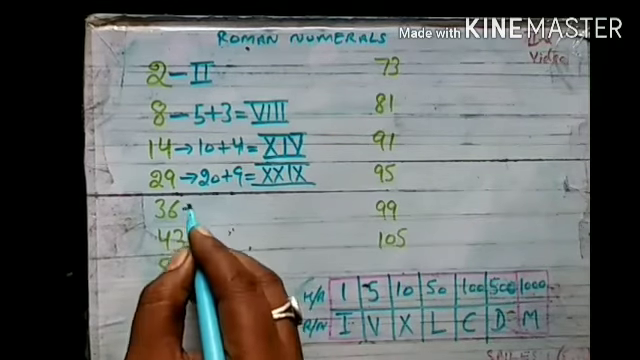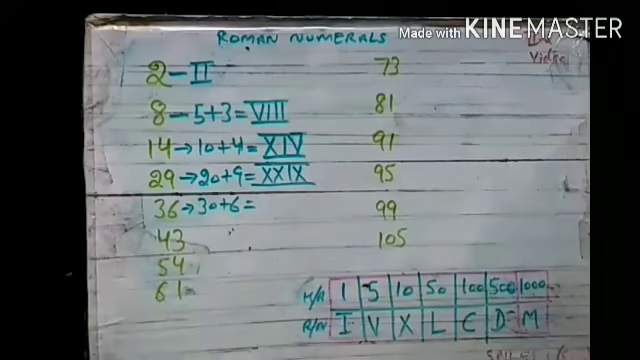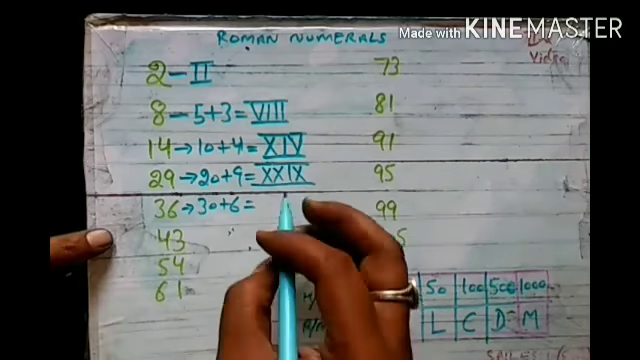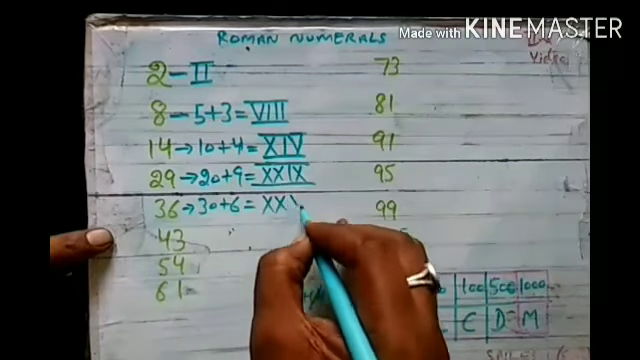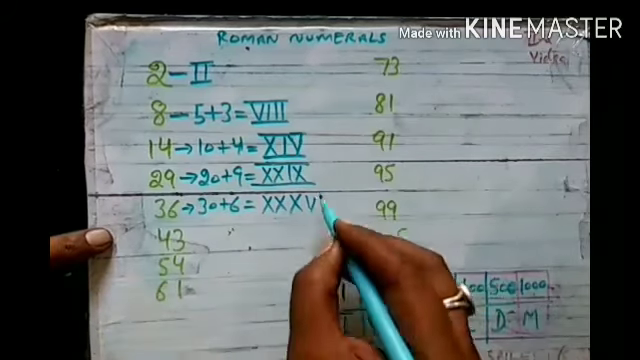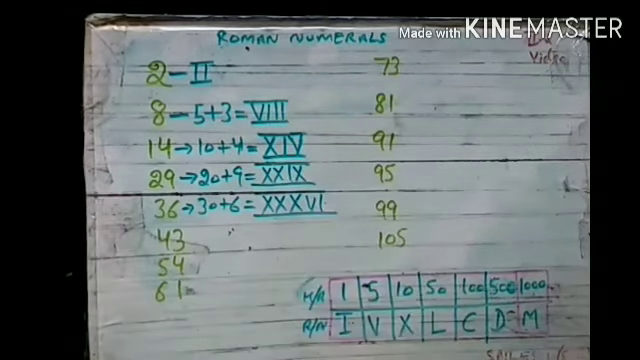Now 36. 36 means 30 plus 6. In 30, 10 is there 3 times, therefore XXX, and I have to write 6 on the right hand side. Now 5 plus 1, 6. This is the symbol for 36.